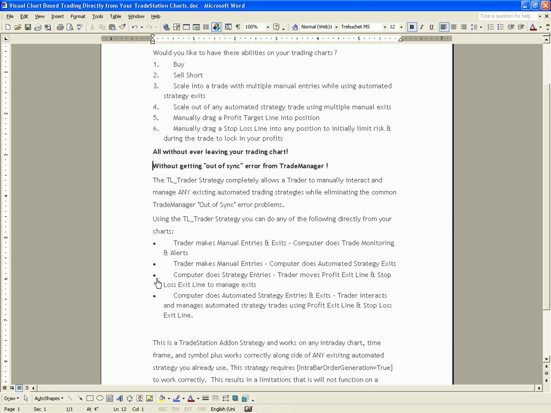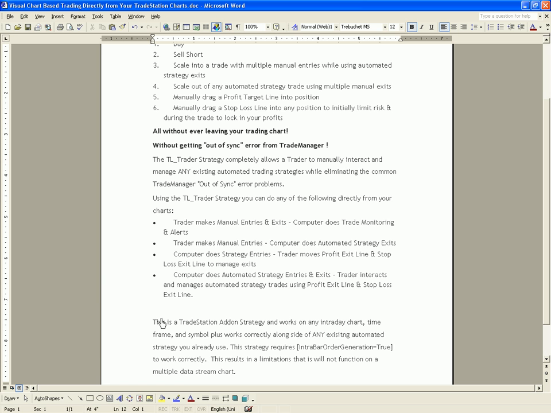I guess what we're saying is this gives you the ultimate flexibility of using automation with human discretion combined in any way that works best for you. This is the power of this add-on strategy, and it works on any intraday chart, time frame, and symbol, plus works correctly alongside any existing automated strategy you already use.